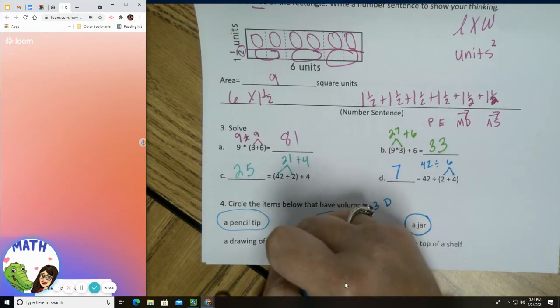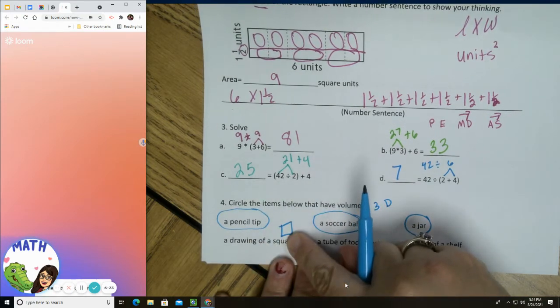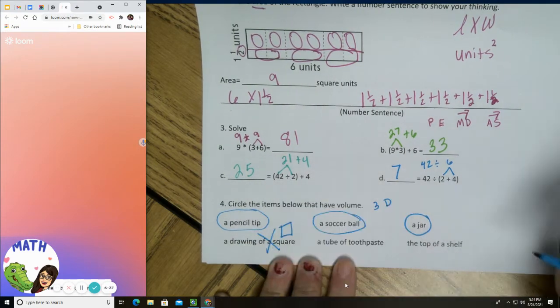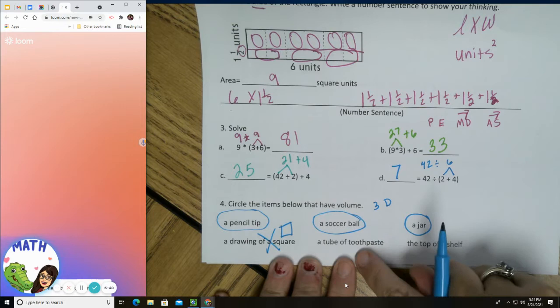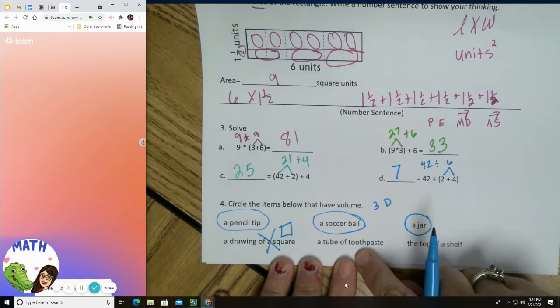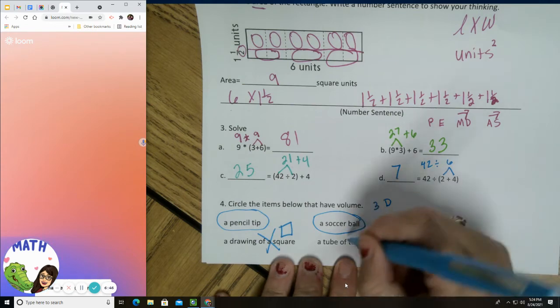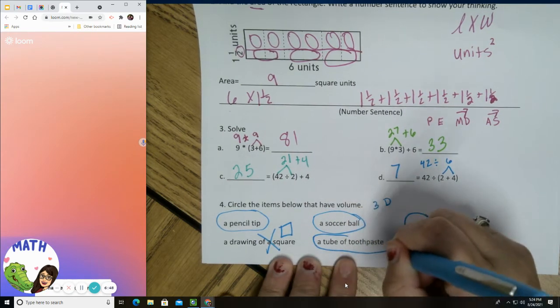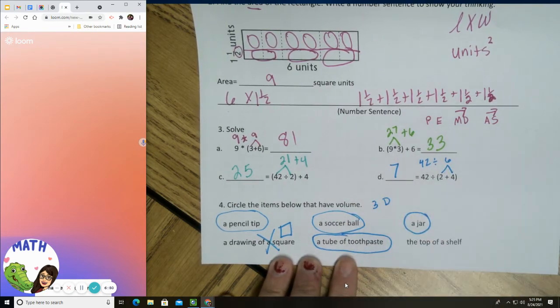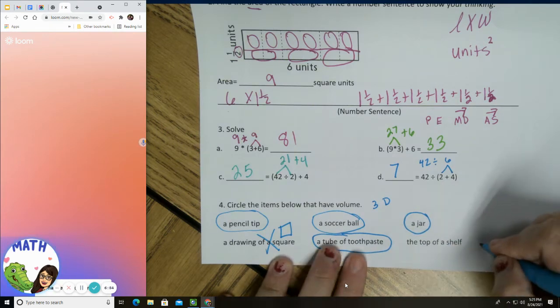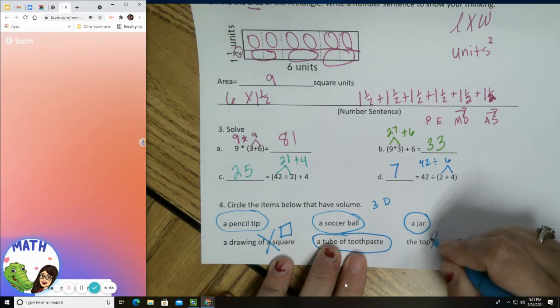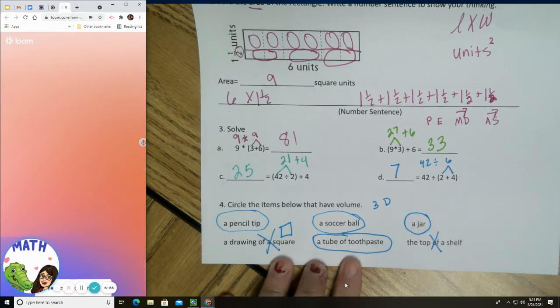A drawing of a square. Is that three-dimensional? Nope. A tube of toothpaste. Can you hold a tube of toothpaste in your hand? Absolutely. And the top of a shelf. That means the top layer. The top layer of a shelf is not three-dimensional. It is flat.